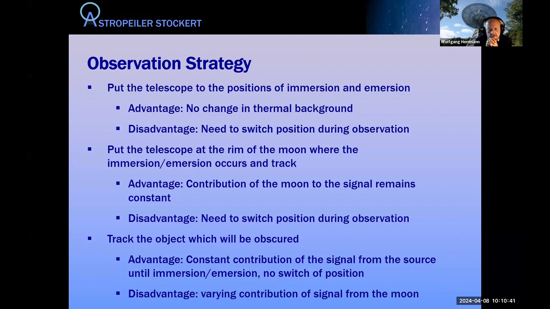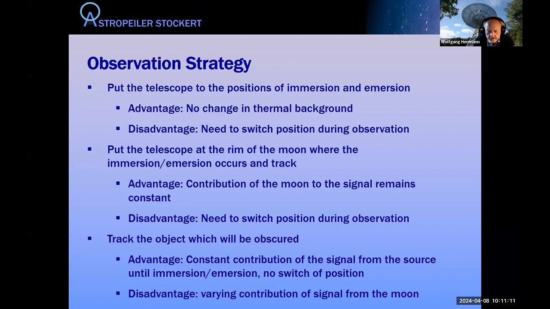That has an advantage: because your telescope beam and the moon position remain always the same, the contribution of the signal from the moon remains constant. So you're always looking at the same part of the moon, and that remains constant. Again, the same disadvantage is that you need to switch position. So you first have to go to the immersion point and then to the emersion point.